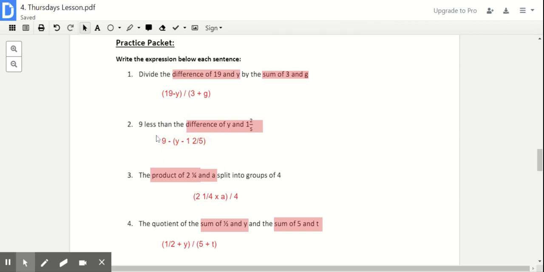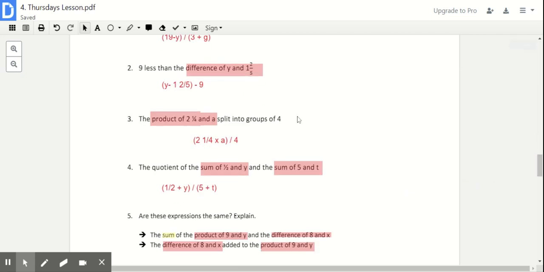Reason being is because if it's asking me to do 9 less than the difference of, I need to put this group first and then subtract 9. So with that being said, we are going to cross this out and retype this in. So it should be y minus 1 and 2 fifths in parentheses minus 9. All right, let's go on to the next one, number 3.